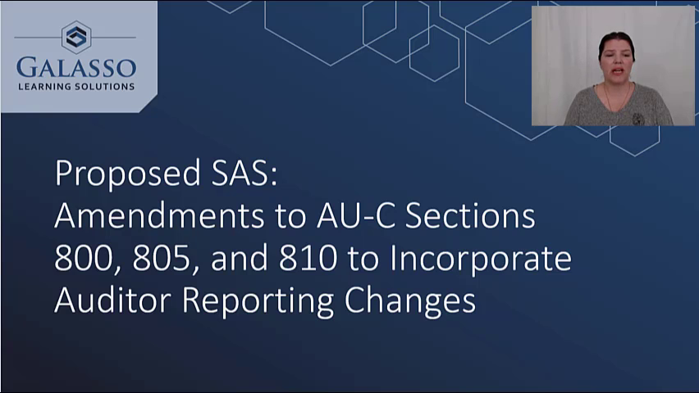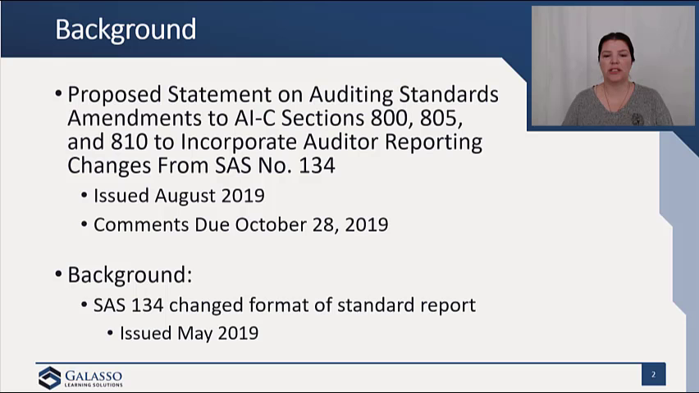So let's start off here with a little bit of background. So again, this came out in August of 2019. Comments are due October 28th of 2019. And SAS 134 really was the impetus for this because when they issued this back in May, they were still working on the 800 section. So it wasn't like this was something they did after. It was being done concurrently with, but they needed a final 134 in order to do these other changes.